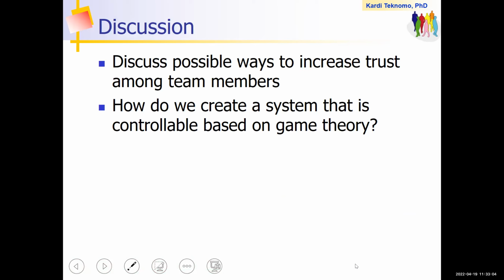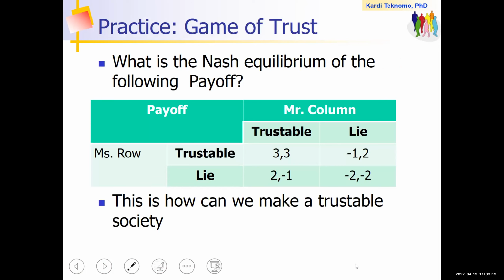So the question is, is there any possible way to increase the trust among the team members? How do we create a system that is actually controllable based on game theory? A while ago we discussed the game of trust, right? It is possible to change the value of the rewarding system to be this way. If they cooperate, they can actually get a higher bonus. And if they compete, they actually get a much lower bonus.